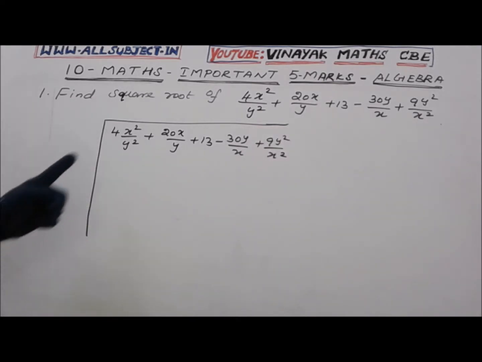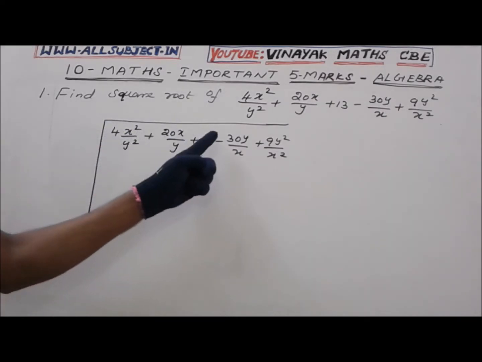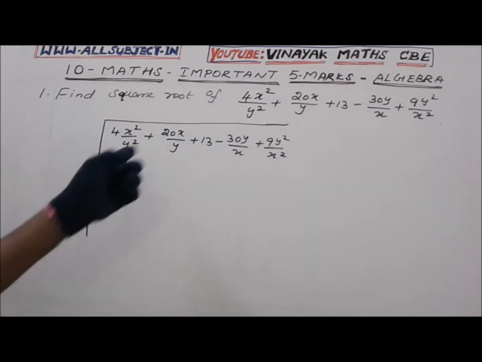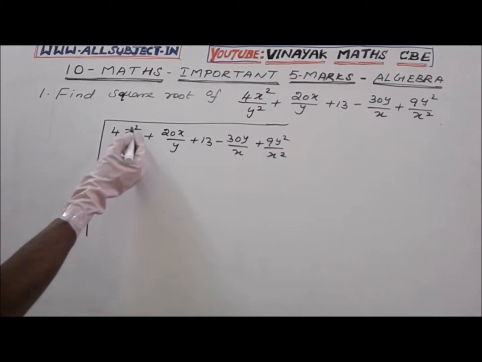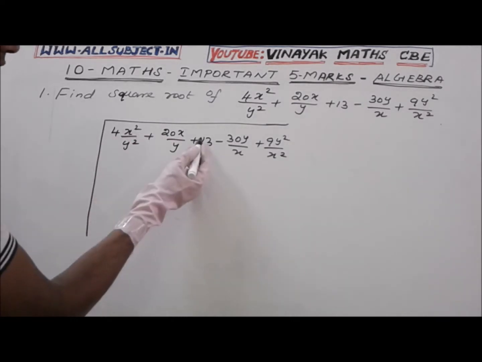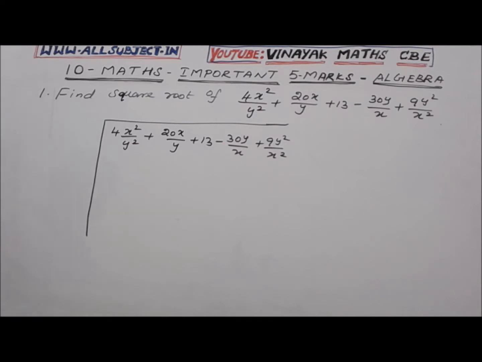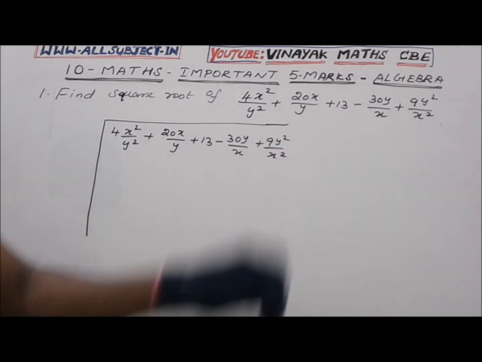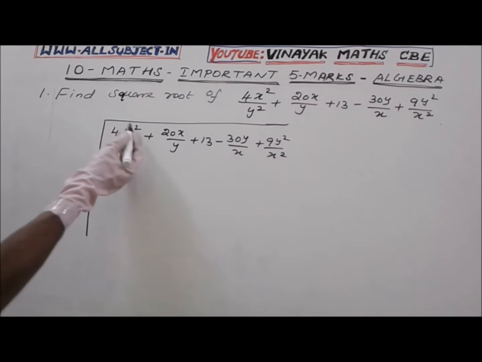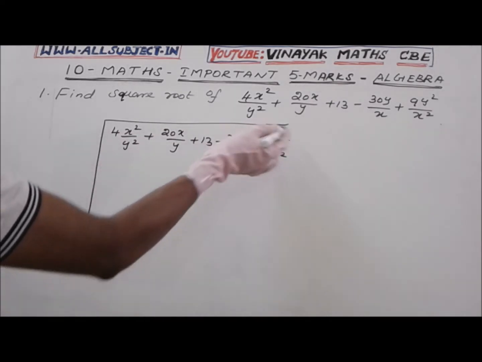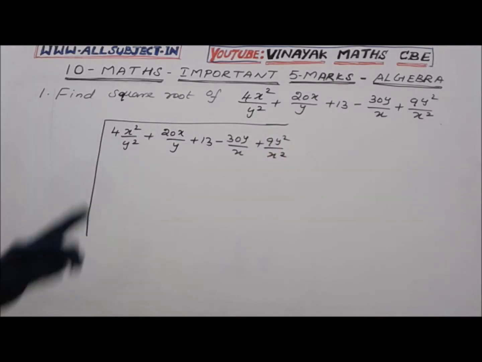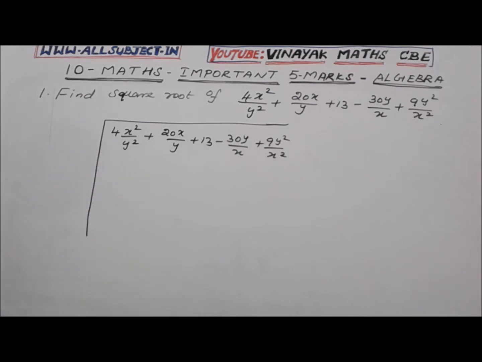Look here, the power of x is decreasing and the power of y is increasing. It should be in the respective order. When the power of x decreases, the power of y increases, or when the power of y decreases, the power of x increases, in the order 2, 1, 0, then power of y is 1, power of y is 2. In this order you should write. This is the perfect order.